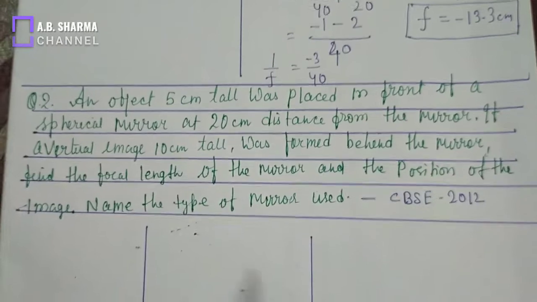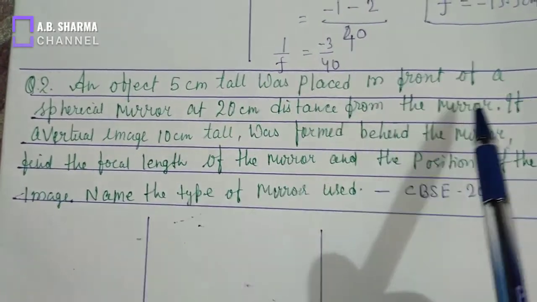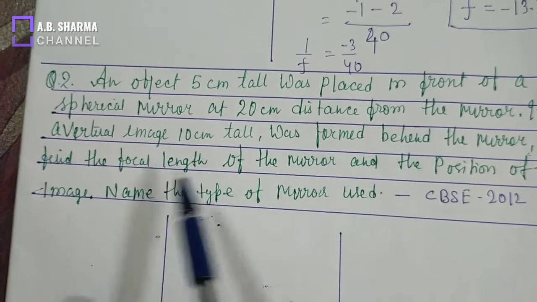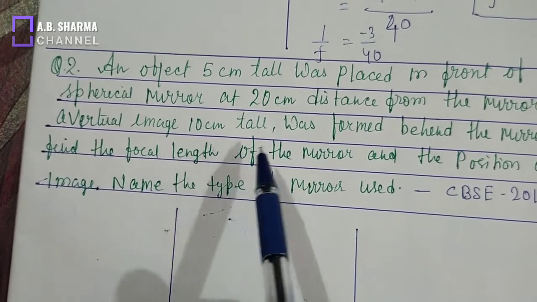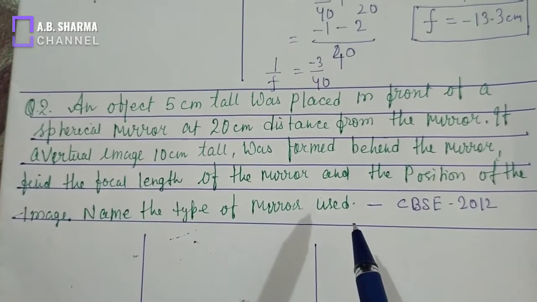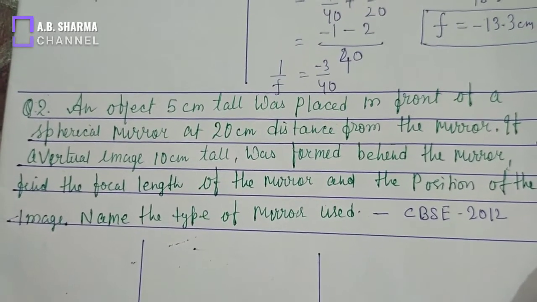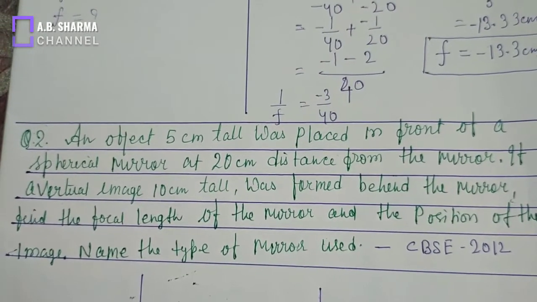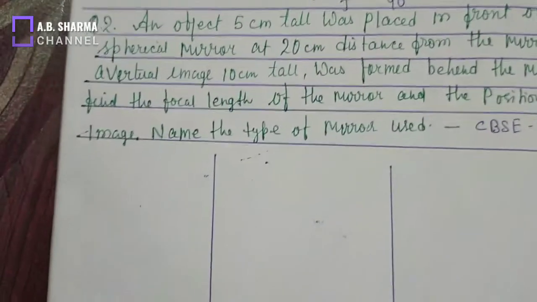Question number 2 is that an object 5 centimeter tall was placed in front of a spherical mirror at 20 centimeter distance from the mirror. If virtual image of 10 centimeter tall was formed behind the mirror, find the focal length of the mirror and the position of the image. Also name the type of mirror used. So first you solve the question by pausing the video. Okay, now see the solution.